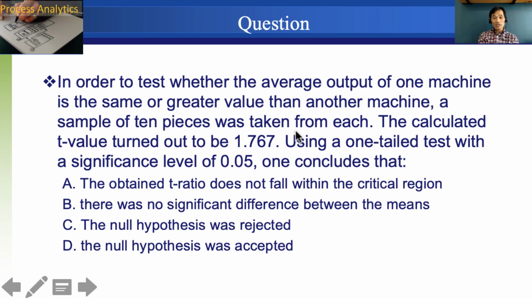1.767 is greater than 1.734, which is the rejection t value. Therefore, we reject the null hypothesis.